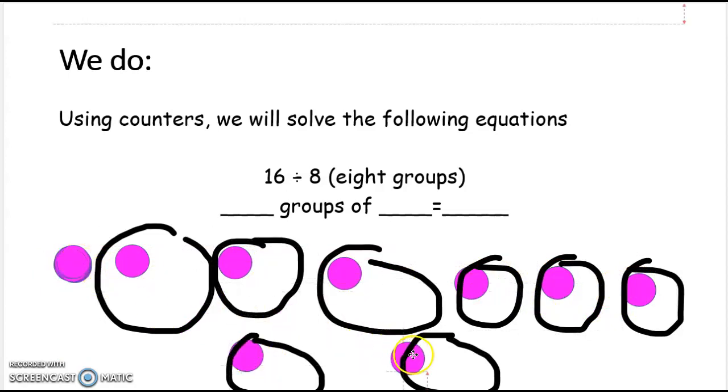Once you have used 16 counters, fill in the blanks. Blank groups of blank equals blank.